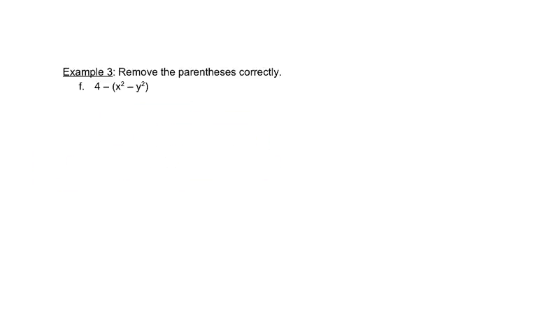We'll skip this one, and this one, and this one, and we'll go to example 4. So in example 4, when we have a number in front of the parentheses, that number gets multiplied by everything inside. So we have 2 times a is 2a, and 2 times b is a positive 2b.